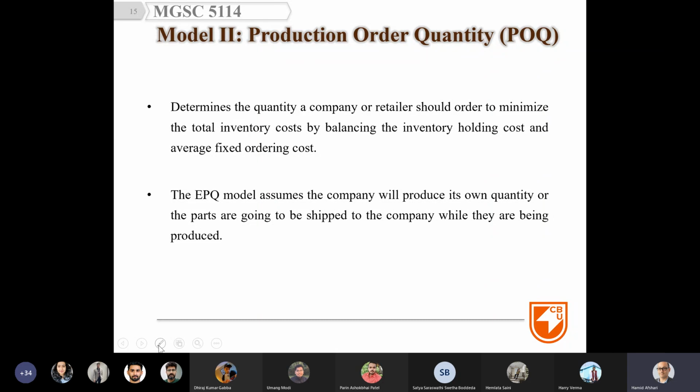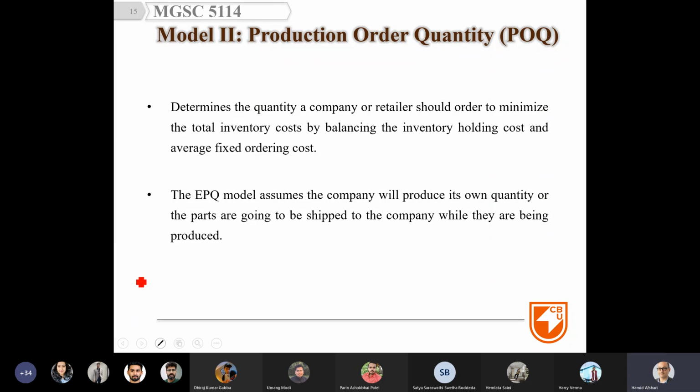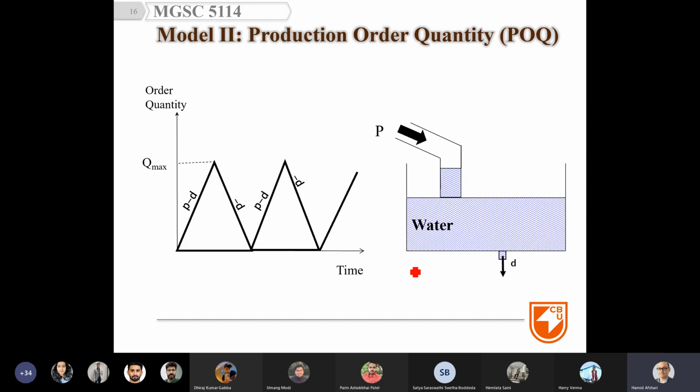And as I told you, we are not going to cover the second model, which is production order quantity. This is also called POQ. So we will not cover it, and it will not be asked in your final exam. However, I have provided the slides. If you are interested, you can review the slides and learn more.